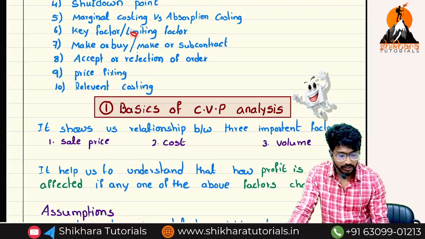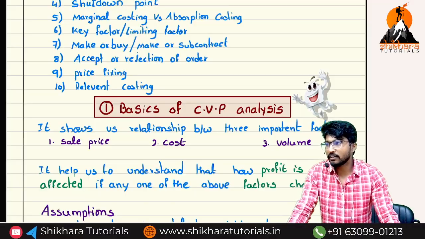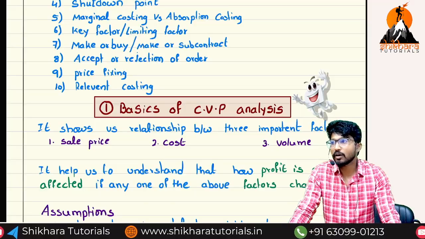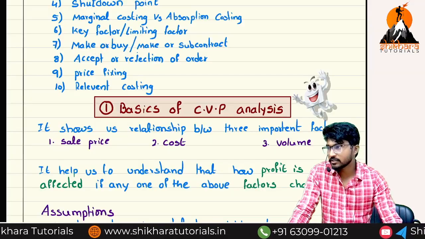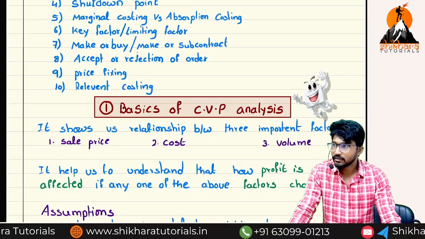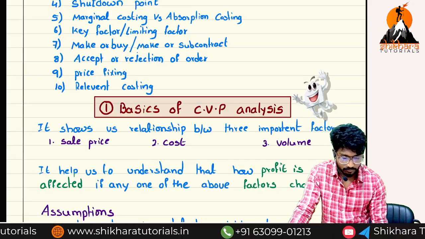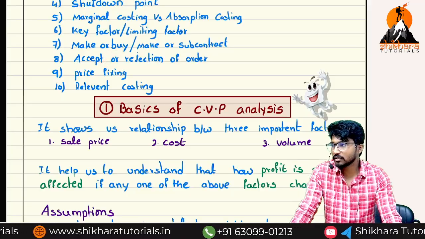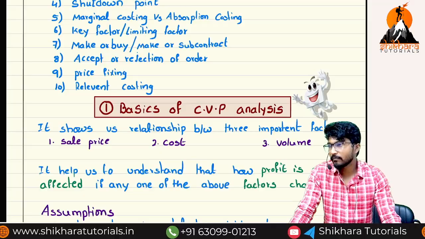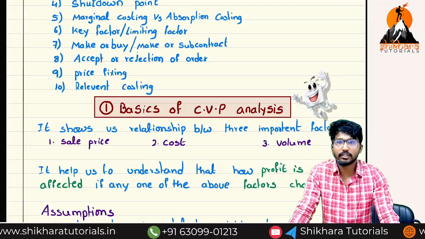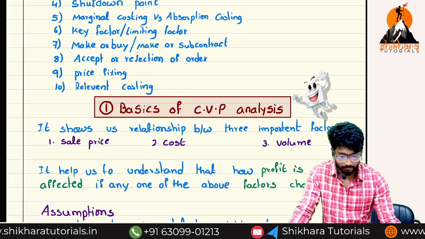Next, key factor or limiting factor analysis. It is also called optimum utilization of resources. Make or buy decisions, which includes make or subcontracting as well. Acceptance and rejection of order. Price fixing, fixation of prices using marginal costing technique.